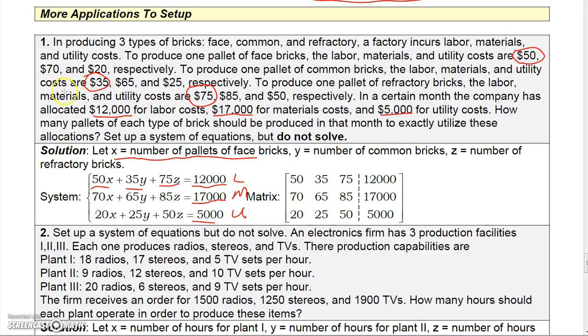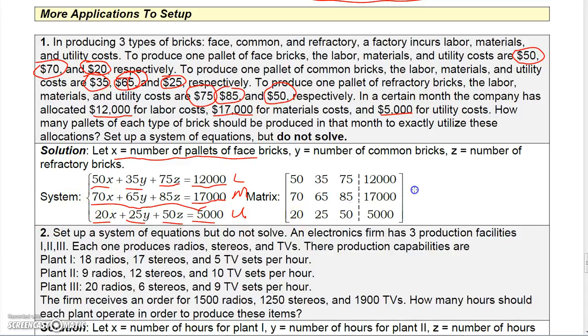And then for materials, you go to the next number: $70 per pallet of face bricks, $65 per pallet of common brick, and then $85 per pallet of refractory bricks. So your material costs are going to be 70x plus 65y plus 85z, and that has to equal 17,000. And then for utilities, it's $20 per pallet, $25 per pallet, and $50 per pallet for the 3 different types of bricks. So 20x plus 25y plus 50z must equal 5,000 available for utilities. And so that's how you set up that system of equations.